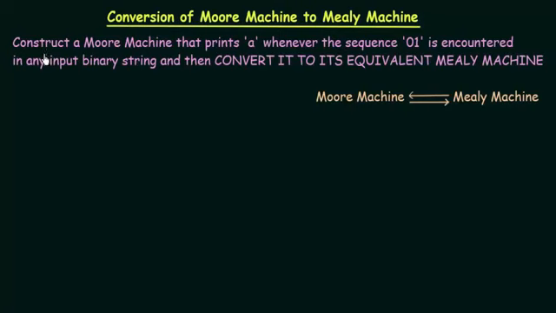So here we have our question, that is to construct a Moore machine that prints A whenever the sequence 01 is encountered in any input binary string, and then convert it to its equivalent Mealy machine. So our task is to first design a Moore machine that will print A whenever the sequence 01 is encountered, and then we will convert it. This Moore machine has already been designed by us in our previous lecture, so let me quickly show it.